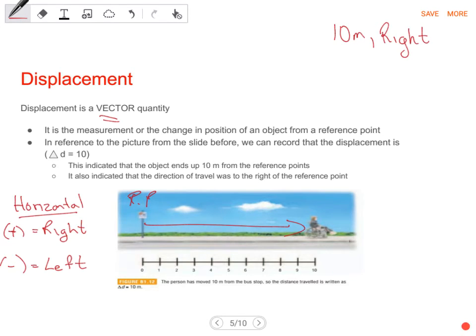Okay. Sometimes you'll see something like this. It'll just be change in D equals 10 meters. Quite often, whether it's stated or not, sometimes you'll see the plus sign, sometimes you won't, but here's my point. When you move in the positive direction, that's the right-hand side. You see, let's pretend it was like this.